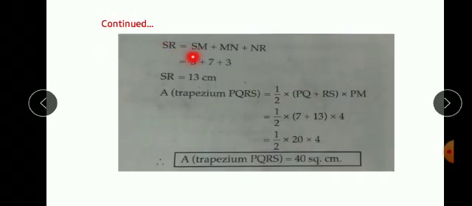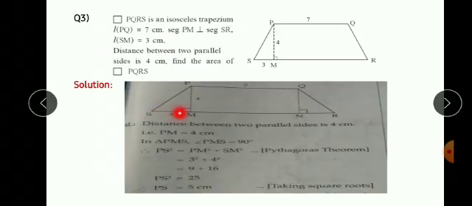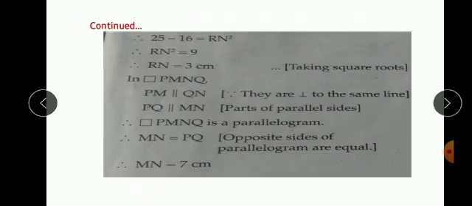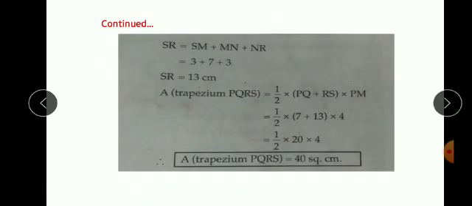Now SR is equal to what? See the figure. This complete SR is equal to what? SM plus MN plus NR. So substitute the value in SR. SM plus MN plus NR is 3 plus 7 plus 3. So SR is equal to what? 13 centimeter.